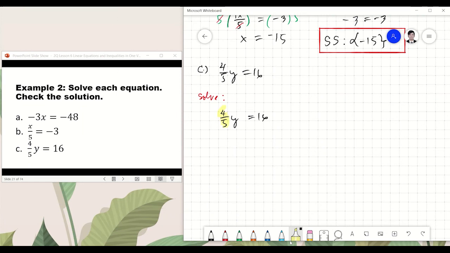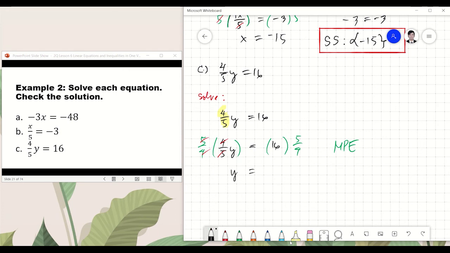Kung coefficient siya ng y, yung goal natin is gagawin natin siyang 1. So para maging 1 siya, yung i-multiply natin is yung reciprocal. Ano yung reciprocal ng 4/5? That's 5/4. Then whatever you do on the left, do on the right. And now we're using MPE. So makakancel out yung 5 at saka yung 4. Yung matitira, y na lang.